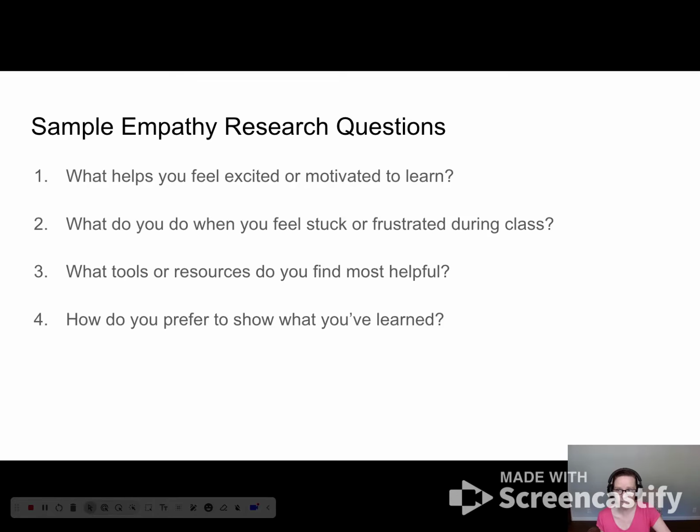So what helps you feel excited or motivated to learn? What do you do when you feel stuck or frustrated during class? What tools or resources do you find most helpful, and how do you prefer to show what you've learned? These are great ways to get into the minds of our students and understand them better.